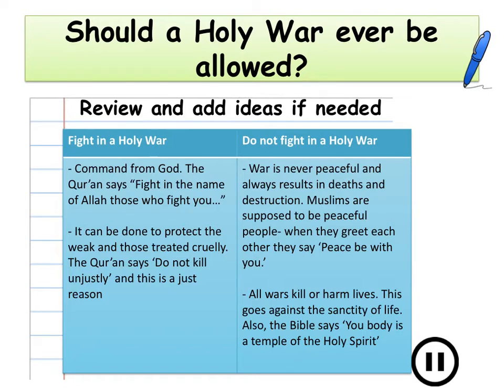On the other side of the argument, we can say that war is never peaceful and always results in deaths and destruction. Muslims are supposed to be peaceful people, and when they greet each other, they say, "Peace be with you." This suggests that holy war is never allowed because it doesn't look at being peaceful. Finally, all wars kill or harm lives. This goes against the idea of the sanctity of life. In the Bible, it says your body is a temple of the Holy Spirit, and going to war also harms people's bodies and goes against that teaching.